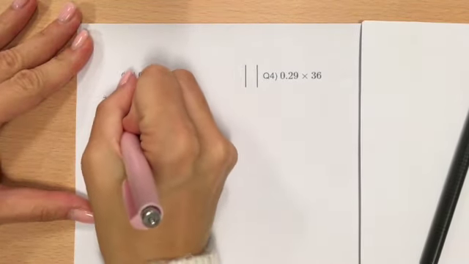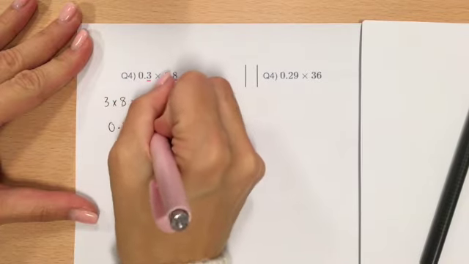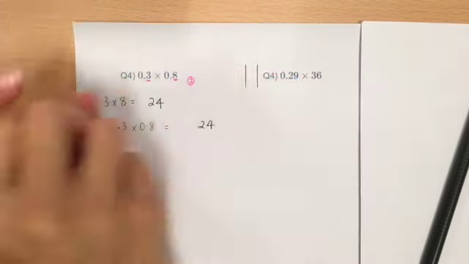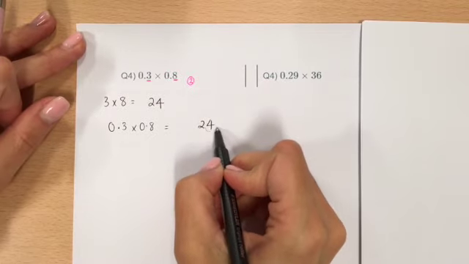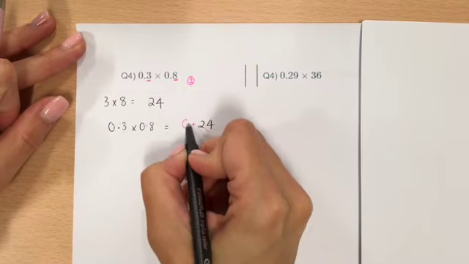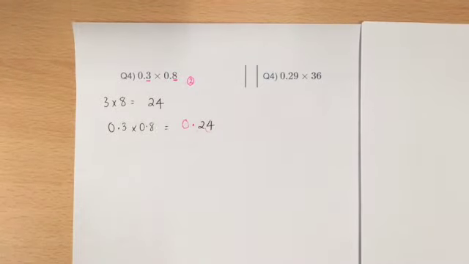So if I've got 0.3 times 0.8, and I know I need a 2 and a 4, so I need 2 numbers after the decimal. So there's my 1, 2. So therefore my decimal point has to go there. So it would be 0.24.